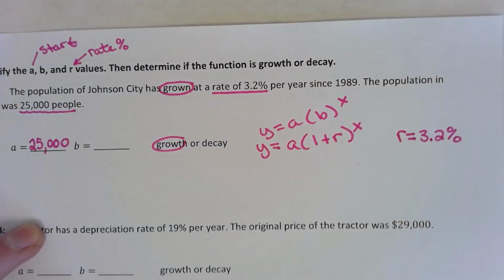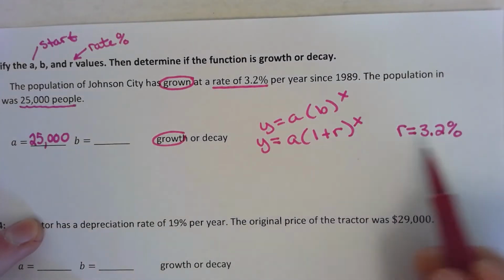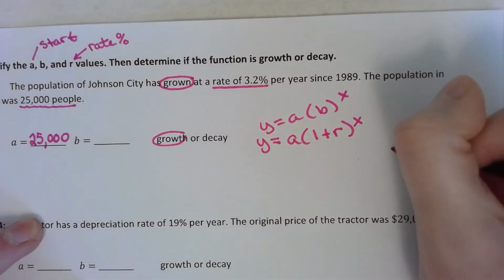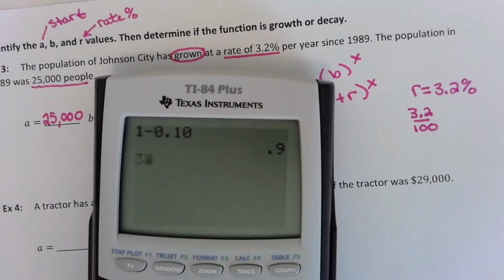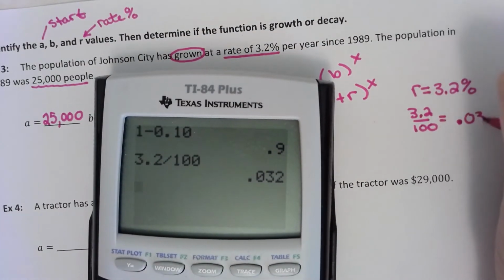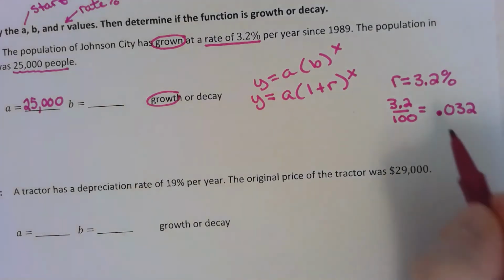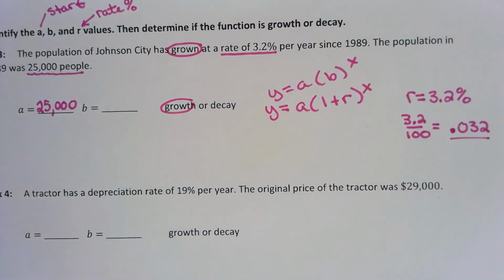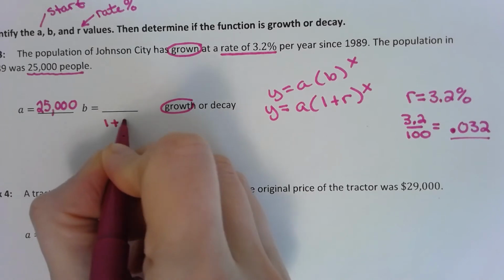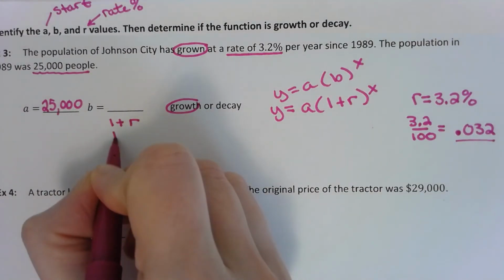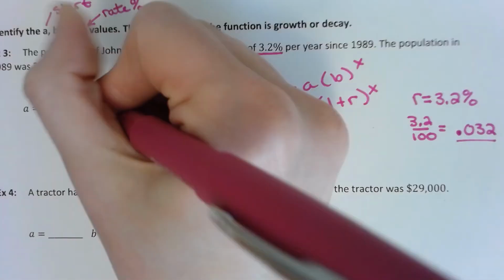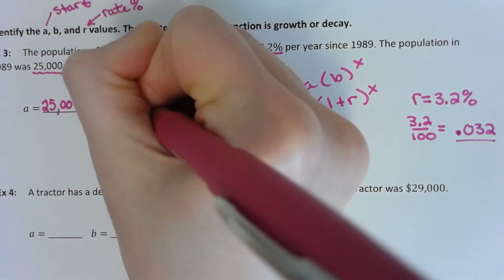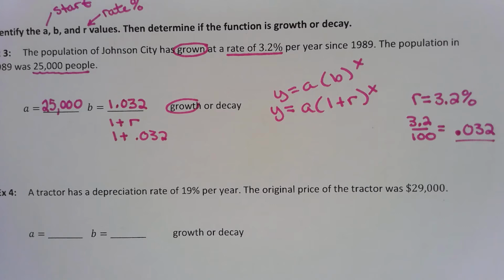The rate we have was 3.2%. But you cannot put 3.2 right there in place of r. You need to actually change it to a decimal. And the easiest way to do that is just to do 3.2 divided by 100, which gives me 0.032. Okay, this is the number that we are actually going to use for that b. So if my b is 1 plus the rate, that means B is 1.032. And that's a number that's bigger than 1, growth.